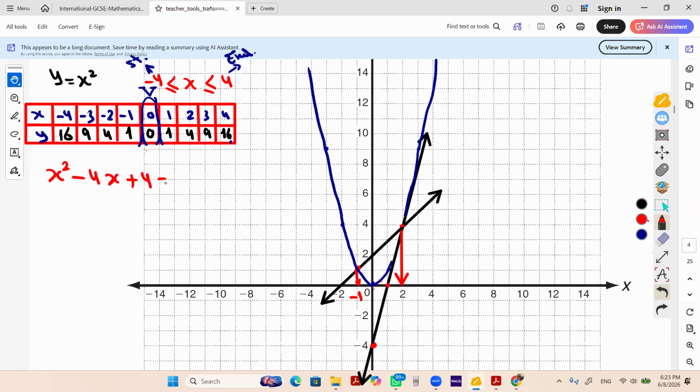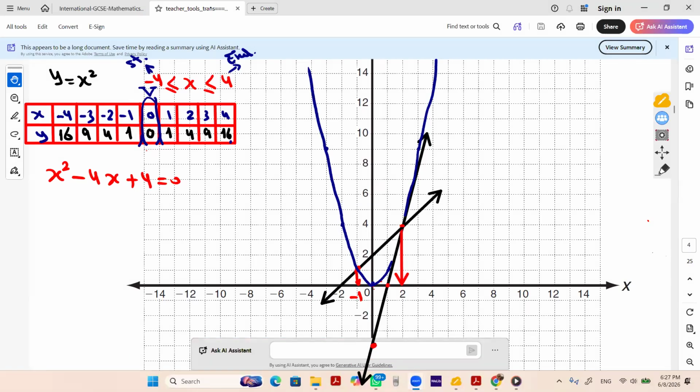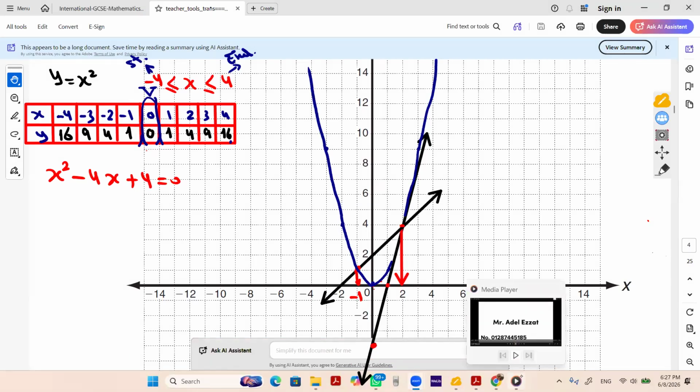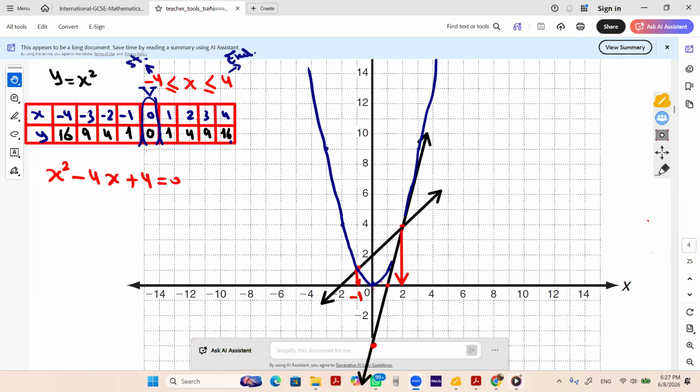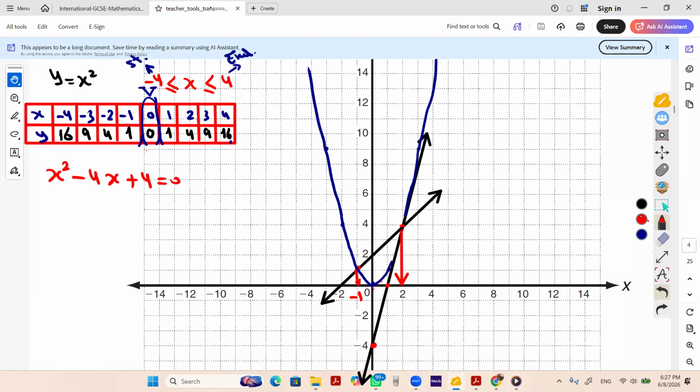Okay, try to do it alone. When you have finished, raise your hand. Tell me, Alayan, what you did. What I did first of all is I moved the negative 4x and positive 4 to the other side. So x squared is equal to positive 4x minus 4. Nice. Good. This means that y equals 4x minus 4. That's right.